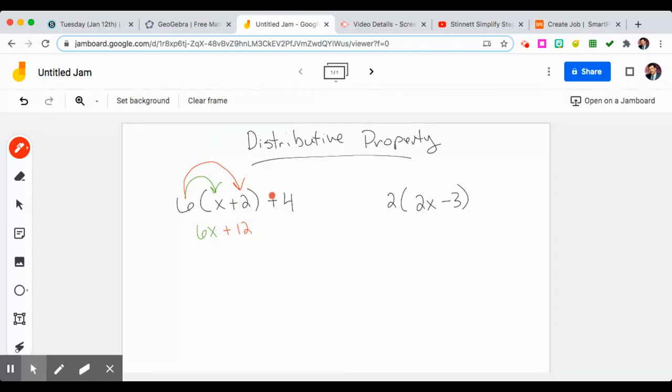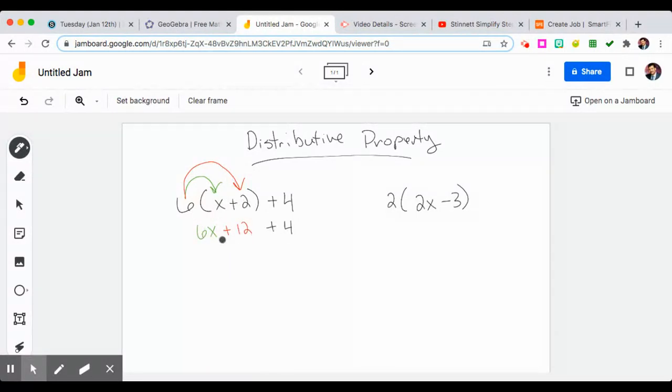And then I still have this plus 4 in my expression here. So what I'm going to do is just add it on. I'm just going to bring it down, okay? But really what's happening with the distributive property here is you're just multiplying your number on the outside of your group times anything inside your grouping symbols, inside your parentheses. So I have 6 times x, which is 6x, and 6 times 2, which is 12.